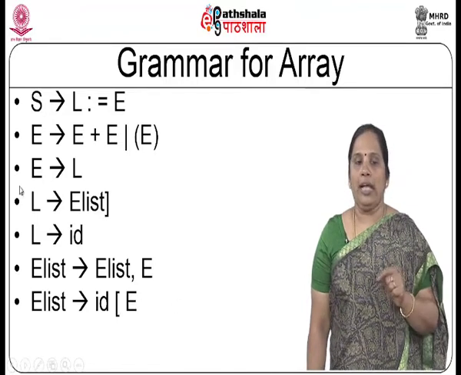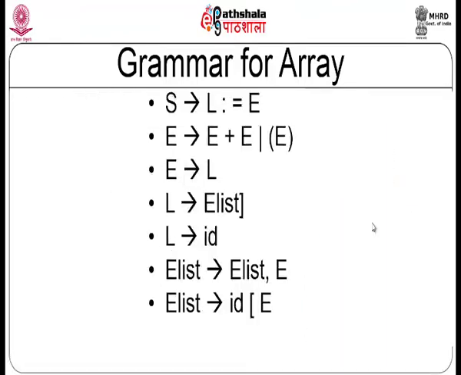Now, this variable L is used to indicate it is an array variable. E also produces L. So, the LHS and the RHS both can be arrays, that is, I can say x of i is equal to y of j, that is also a possibility. So, this grammar supports that, and not only that, this is a Pascal syntax.